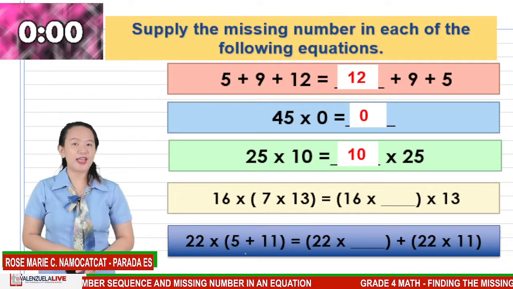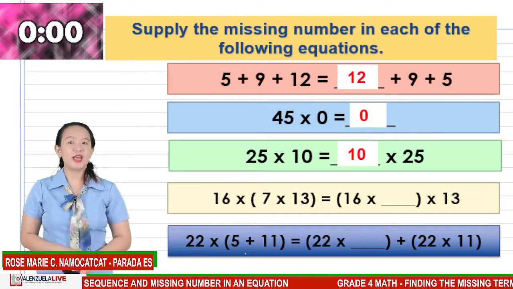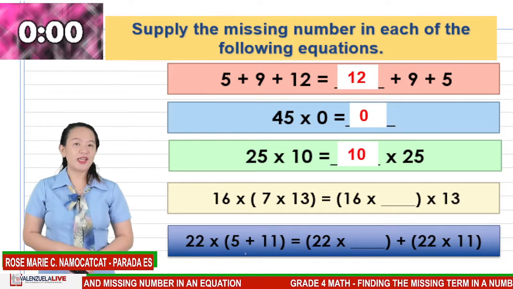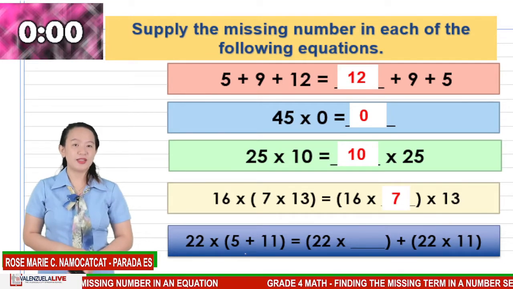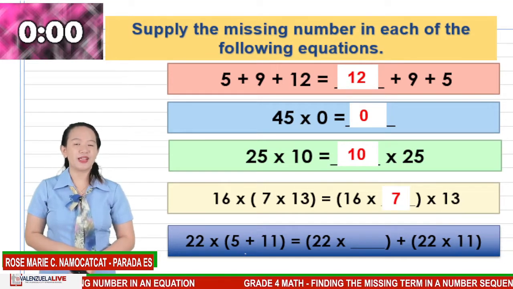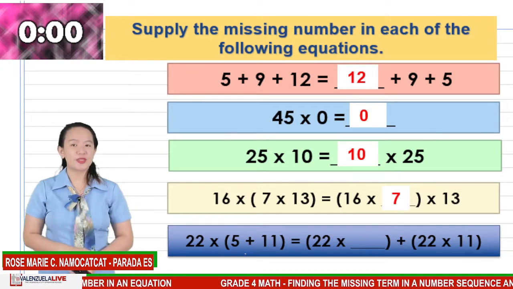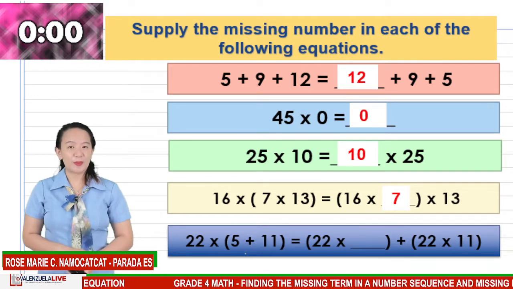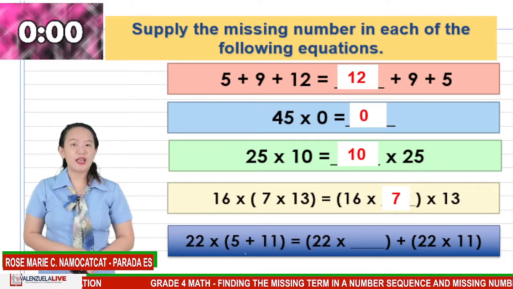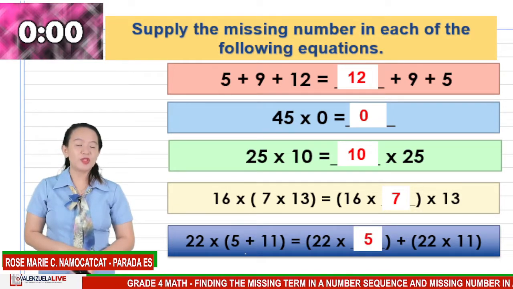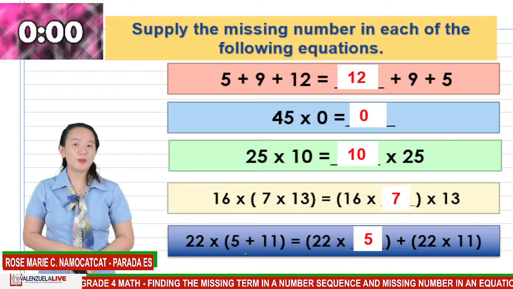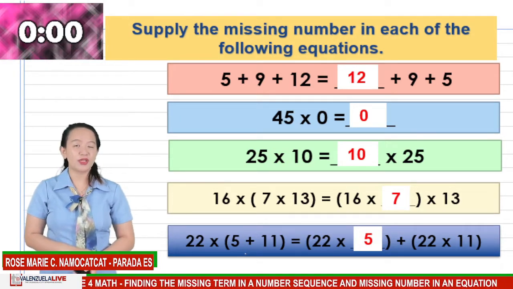Then 16 times open parenthesis 7 times 13 close parenthesis equals open parenthesis 16 times 7 close parenthesis times 13. Great. Next, 22 times open parenthesis 5 plus 11 close parenthesis is equal to open parenthesis 22 times 5 close parenthesis plus 22 times 11. So that's the distributive property of multiplication over addition.